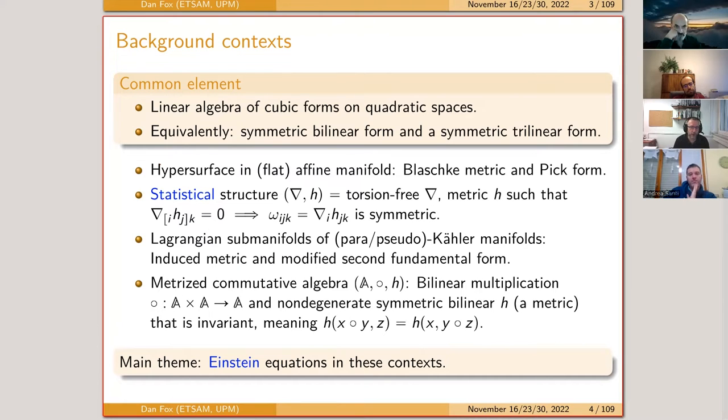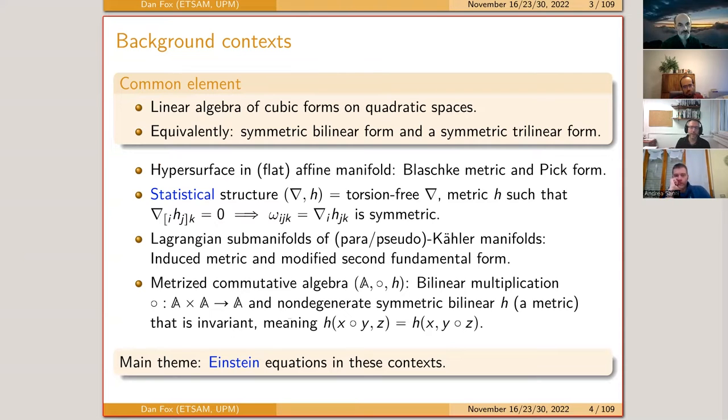And so here are some geometric and algebraic contexts where data like this occurs naturally. One, which I'll explain in great detail later on, is that a hypersurface in a flat affine manifold has what's called its Blaschke metric, which comes from essentially a canonical representative of the second fundamental form, and its Pick form, which is a cubic form or symmetric trilinear form, which measures the difference tensor between the Levi-Civita connection of the Blaschke metric and a certain induced affine connection. I'll explain this in more detail later on.